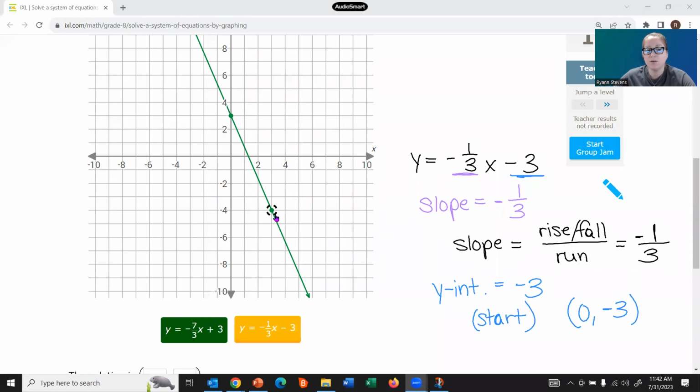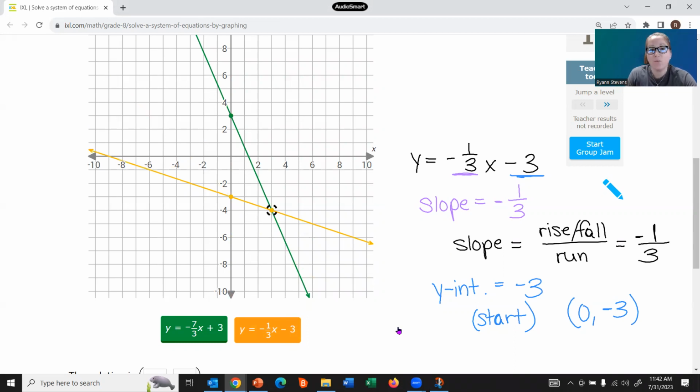And then since we were dealing with the green equation, this is still selected. So we want to jump over and make sure the orange equation is selected. We're going to place our first point at 0 and then go down to -3. Then our next point is going to be determined by the slope. That's going to tell us we're going to fall 1 place, and we're going to run 1, 2, 3 places.